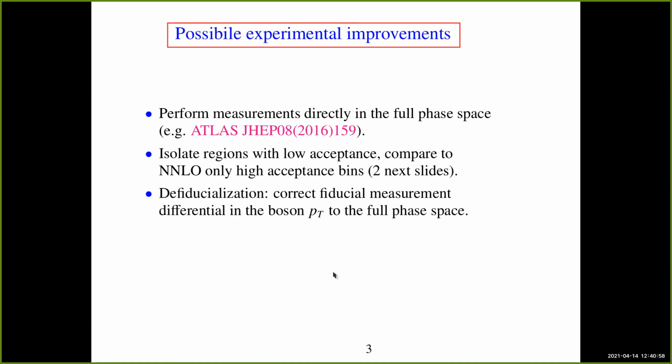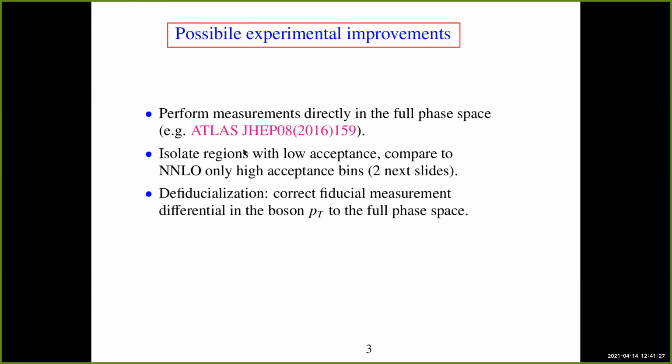So in principle, there are 3 ways to improve the situation. Roughly, the first one would be to directly extrapolate the measurement from the fiducial to the full phase space. This was done, for example, in the ATLAS analysis listed here. In fact, you can do it with very little uncertainty, and this follows more or less the same ideas as I will discuss today.